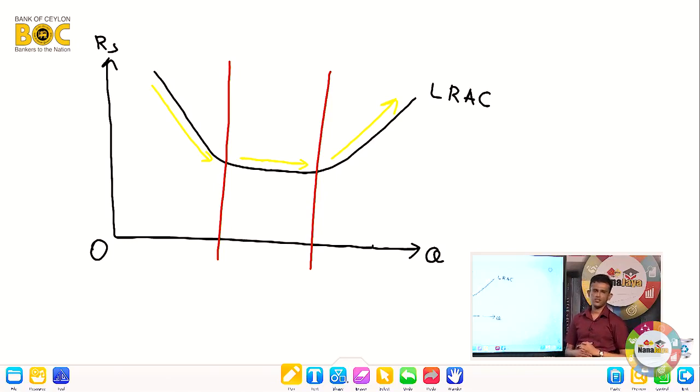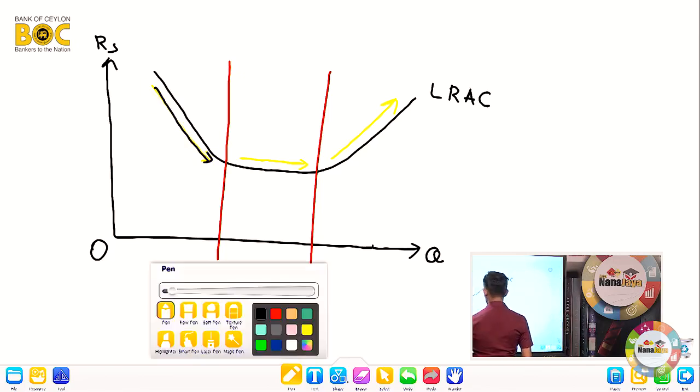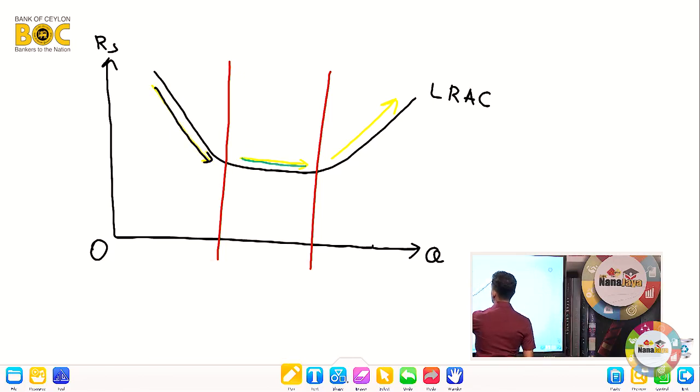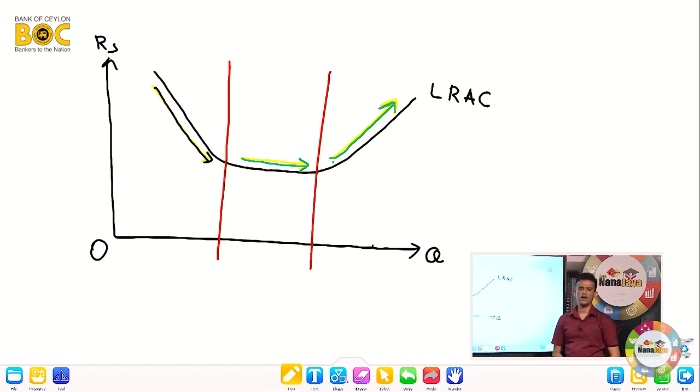When there are increasing returns to scale, what do we mean by increasing returns to scale? If output increases at a higher percentage than the percentage increase in the inputs, we identify that as increasing returns to scale. So, when there are increasing returns to scale, the long run average cost decreases. And when there are constant returns to scale, the long run average cost remains constant. And when there are decreasing returns to scale, what happens to the long run average cost? The long run average cost increases when there are decreasing returns to scale.